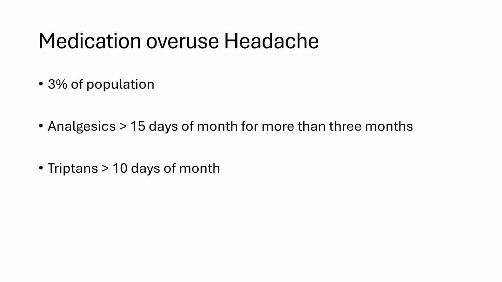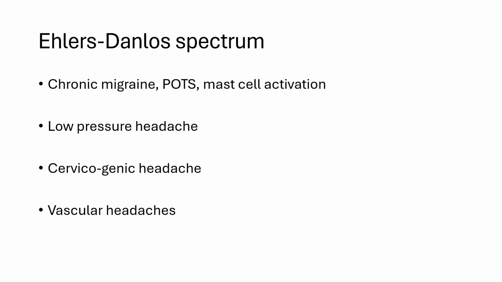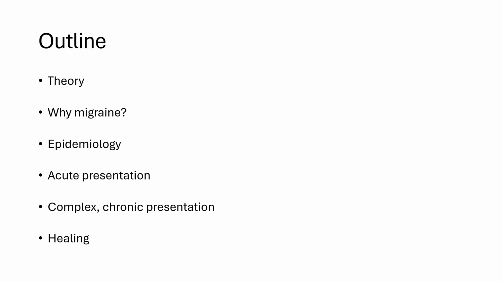Just to pick up on medication overuse headache, very common, virtually everyone with chronic migraine will have it. Any painkiller, including anti-inflammatories, on 15 days of the month or more, or any triptan on more than 10 days of the month. And look out for people with lax joints, we're becoming increasingly aware of them. These are some of the things that they have an increased frequency of, all of which are related to headache.